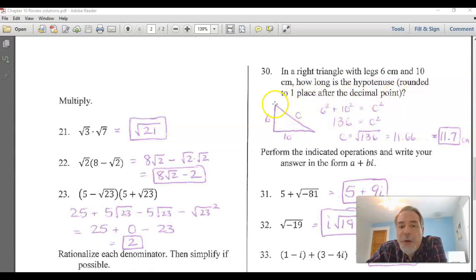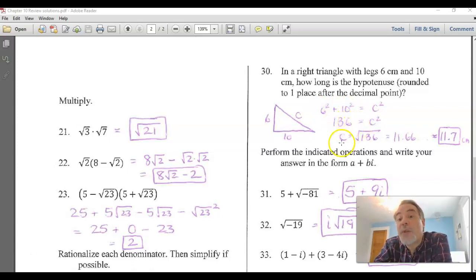So the Pythagorean theorem says that a squared plus b squared equals c squared. Here we have numbers for a and b, the two legs, and the c, the hypotenuse, is what we're trying to find. So if we plug in 6 and 10, this says 6 squared plus 10 squared equals c squared. 6 squared would be 36, and 10 squared would be 100, and when you add those together, that's 136.